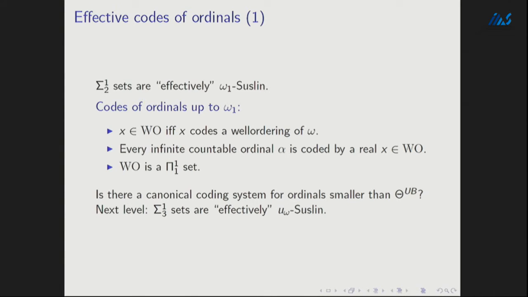And so the next goal is to characterize the sigma 1,3 sets, that is, to give an effective Suslin representation of sigma 1,3 sets. This is a result essentially by Solovay: assuming large cardinals, sigma 1,3 sets are u omega Suslin, where u omega is an ordinal bigger than omega 1. It comes out of inner model theory, and this is the optimal ordinal in the sense of effectiveness.